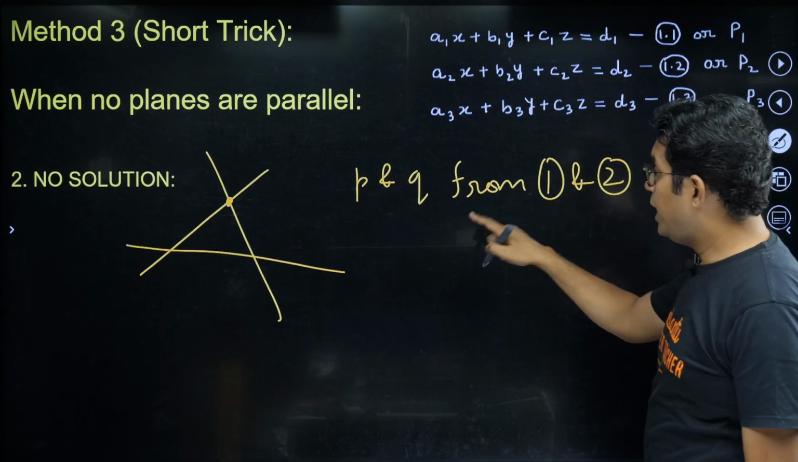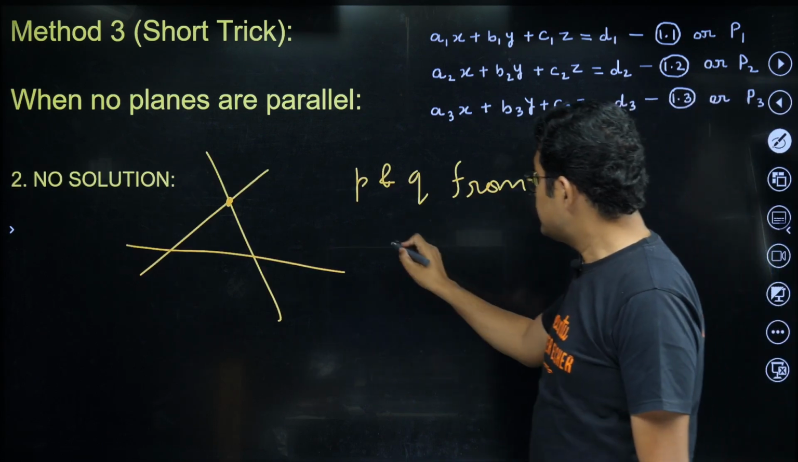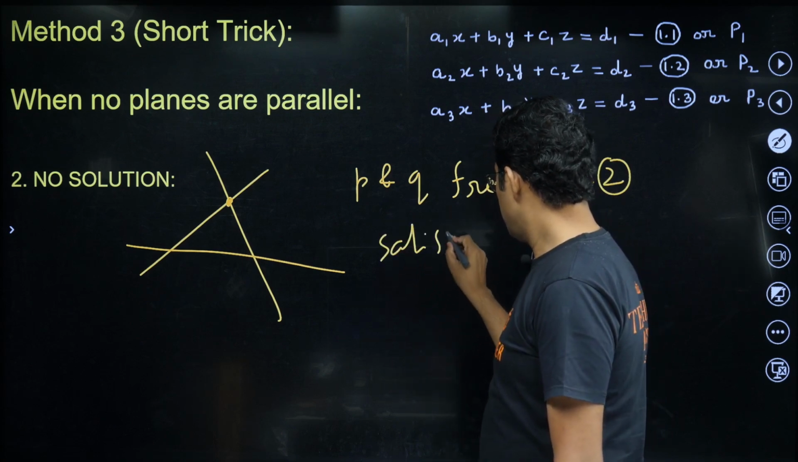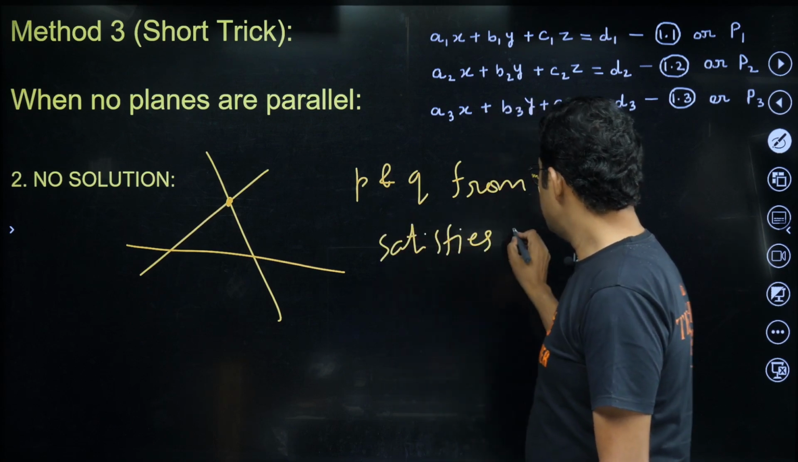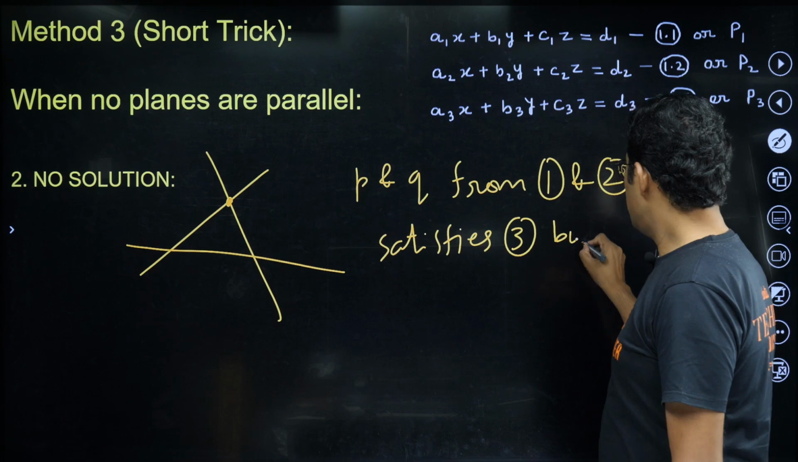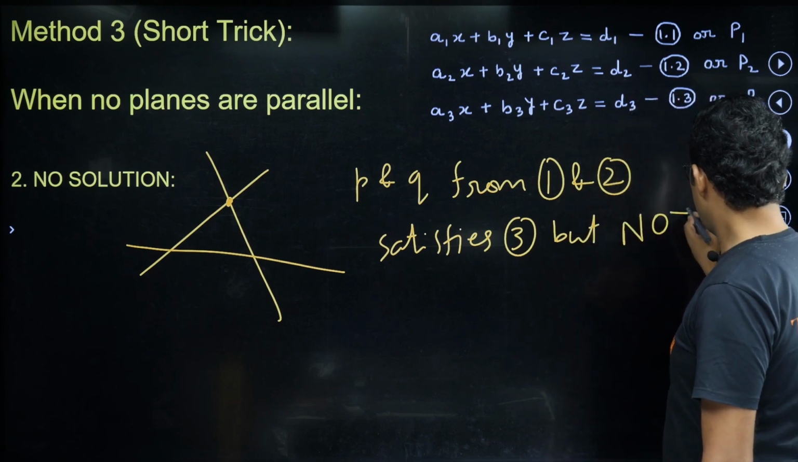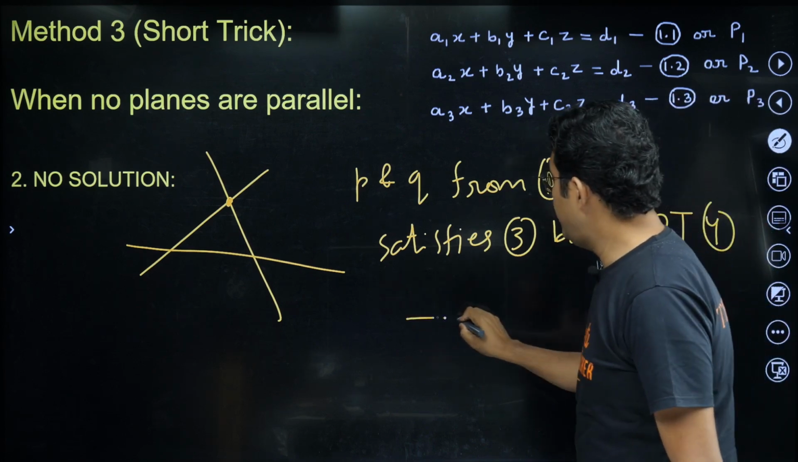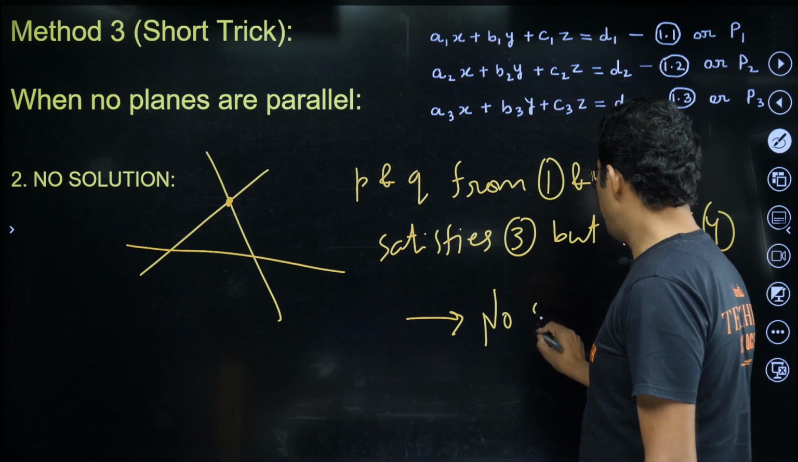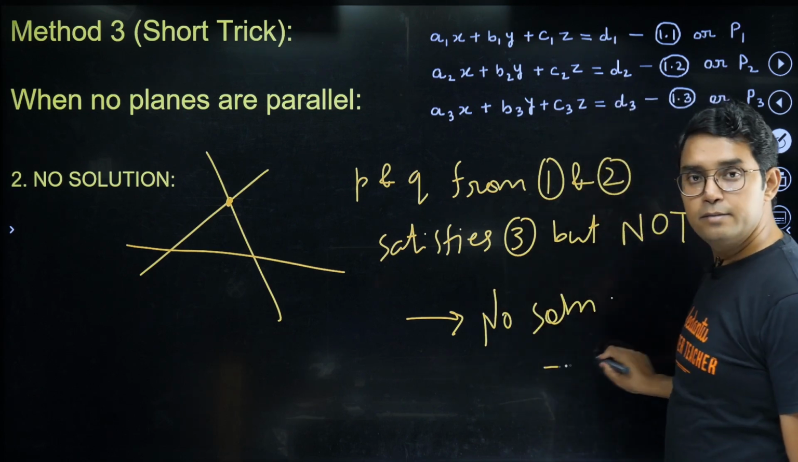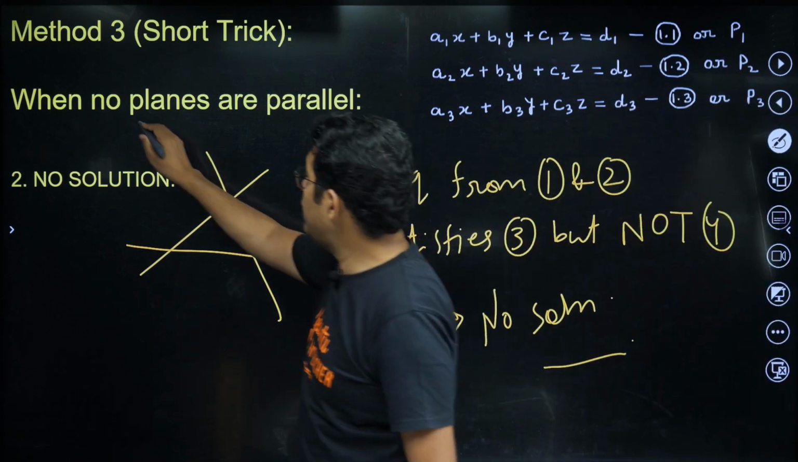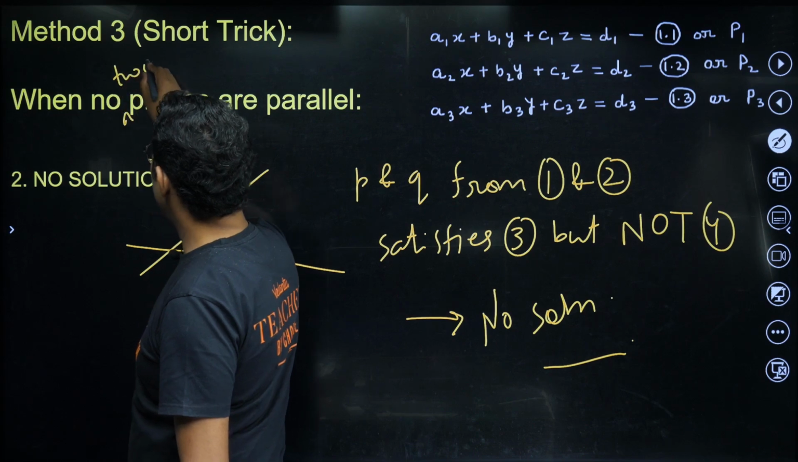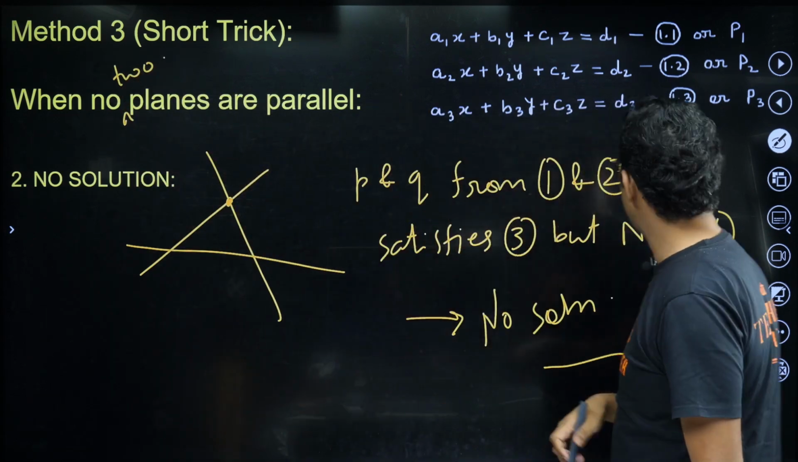If you are getting P and Q from the first two, which satisfy 3 but not 4, then you will be having no solution. That's it. No solution. I'm talking about when no two planes are parallel. When planes are parallel, I'll talk about that separately.